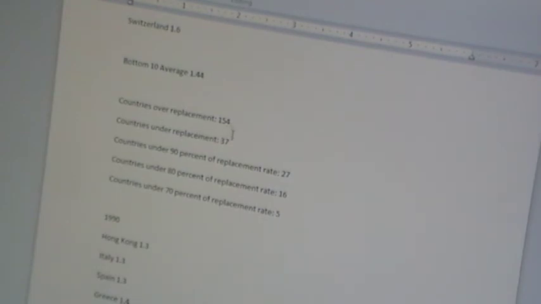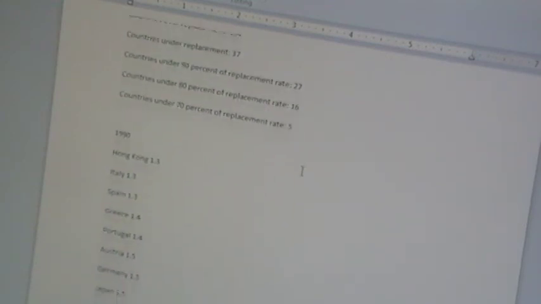Countries over replacement, 154, 37, 27, 16, 5. Hong Kong now, 1.3. Italy, 1.3. Spain. As you see, things are gradually changing. It's not a very quick thing because the numbers are already low to begin with. But if you notice, gradually they are getting lower year by year by year. And this is not a good thing. You do not want to be too far under the replacement level. This will drastically change your culture and the dynamics of your country if you have a replacement level at this stage. Okay. Austria, Germany is now 1.5.